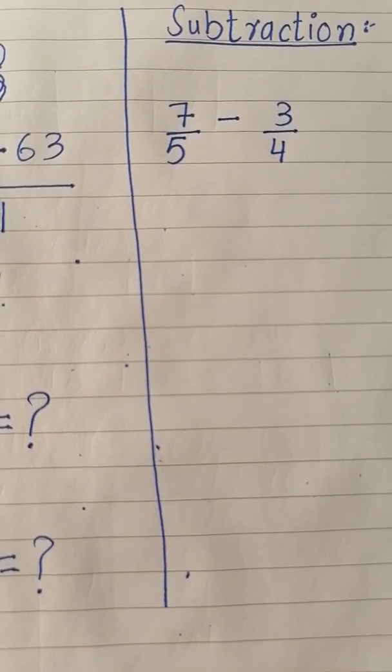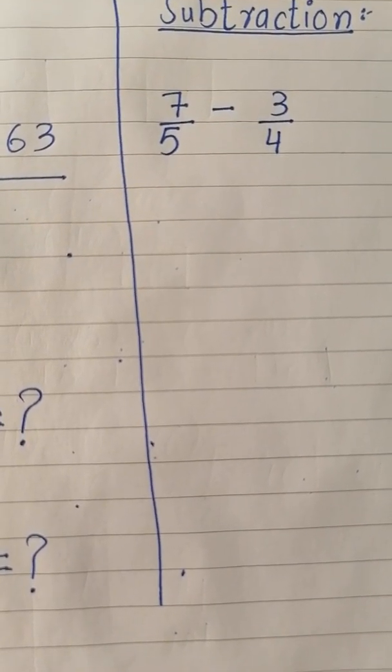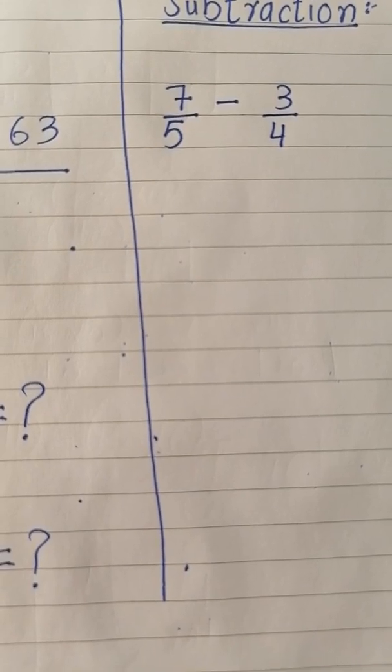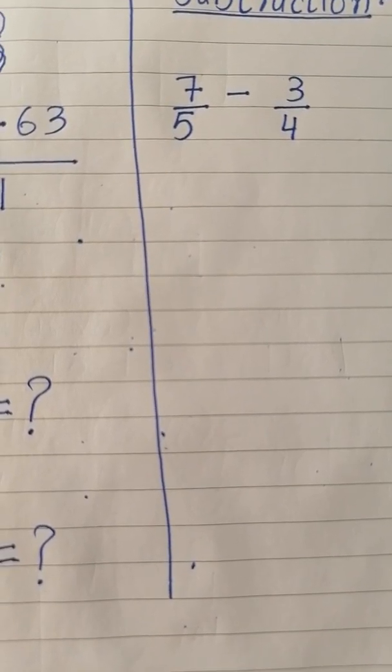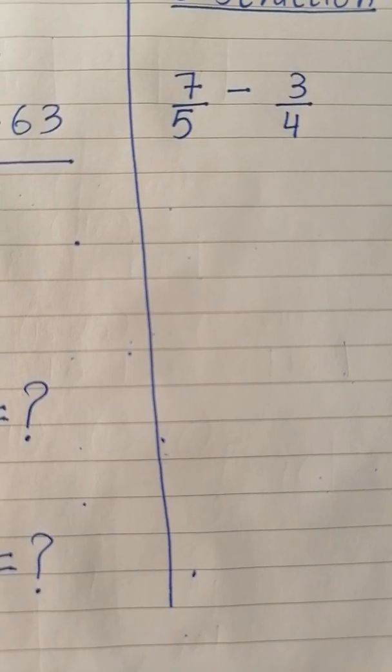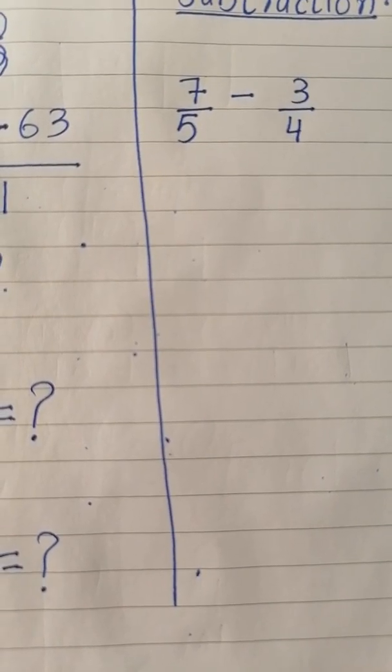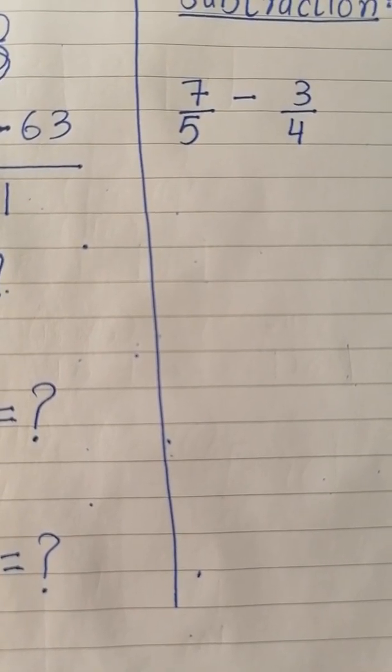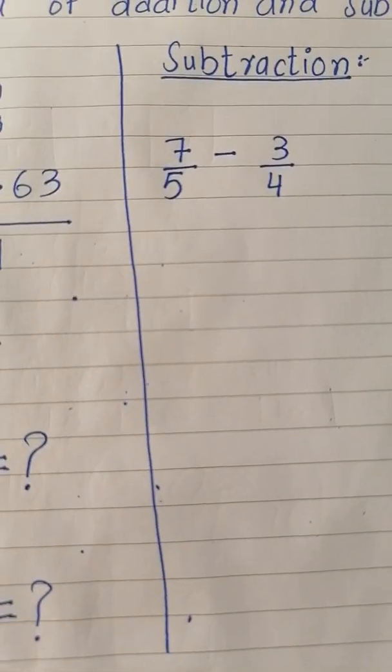These 2 fractions, their denominators are different and we cannot change them to equivalent fractions with the same denominator. So what should we do? The same method, the butterfly method.